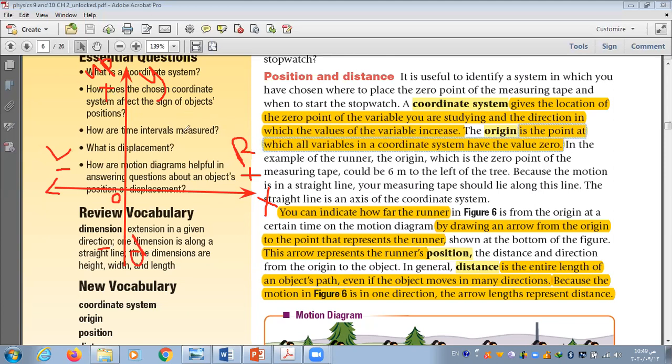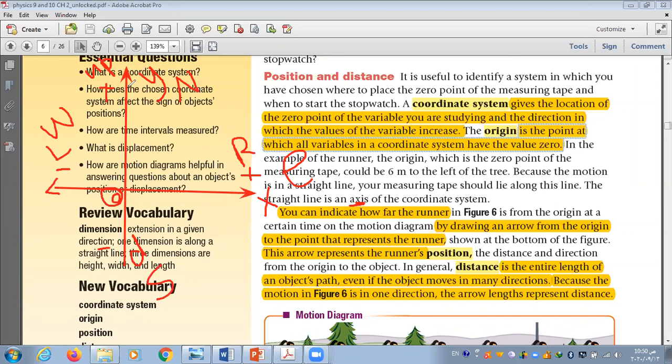Or you can use directions like up is north, down is south, this is east, and this is west. So you have to locate the 0 point or the origin and also the direction. This is what we call an axis, I mean the x-axis or y-axis. I hope this one is clear. Okay, continue.